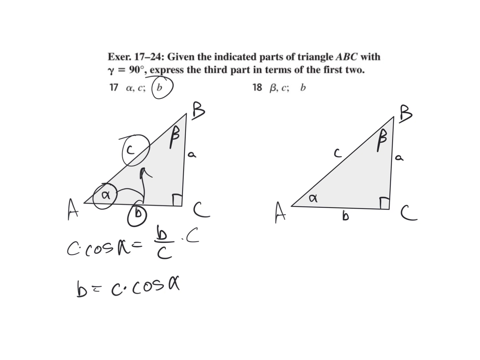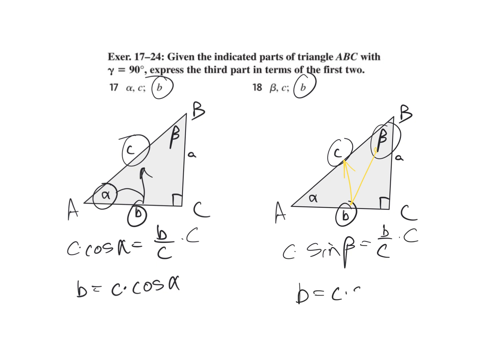So B is equal to C times the cosine of alpha. So we look at 18, we're solving for B. Now what pieces do we have? We want beta and the hypotenuse. So what are all of those? That's the opposite leg to beta and the hypotenuse. That would be the sine. So the sine of beta is equal to the opposite leg over the hypotenuse, multiplied by C. So B is equal to C times the sine of beta.